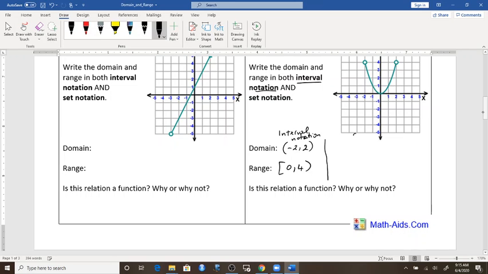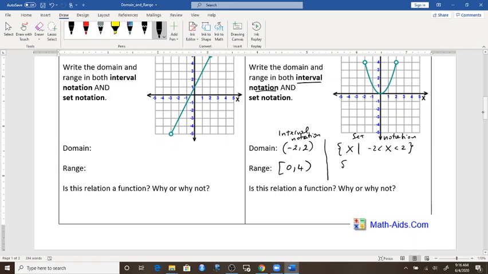In set notation, what we write is this. We use curly brackets, even though it's continuous, so we write x, and then this bar means "such that." Then we write an inequality, and since x is between -2 and 2, we write it without the equal sign. So x is greater than -2 and less than 2. So x is between -2 and 2.